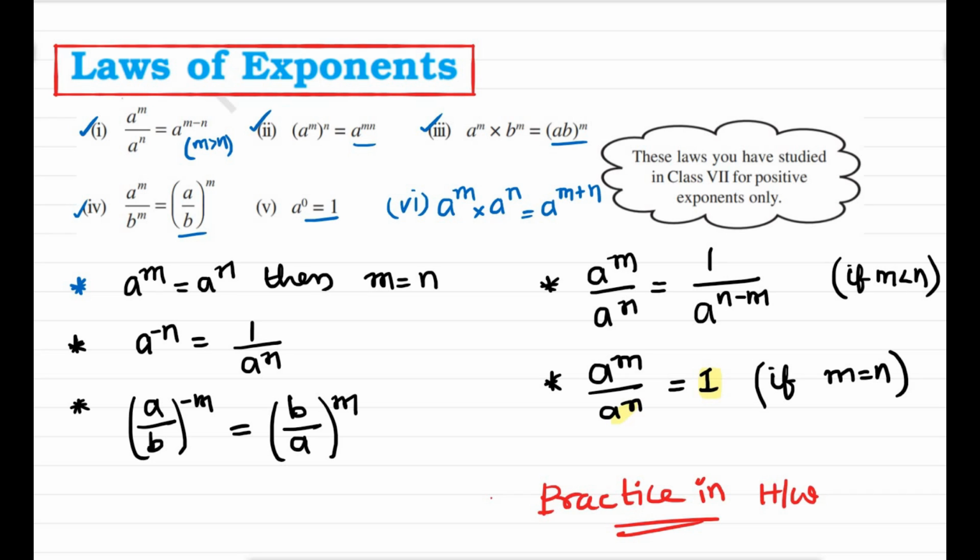So let's go to a few problems. We are entering into the problems using the laws of exponents. Let's get started. The first problem: simplify and express the following as single exponents. Take the first one, 2 to the power of negative 3 into 2 to the power of negative 2. Using the laws, you have to write it as a single exponent.